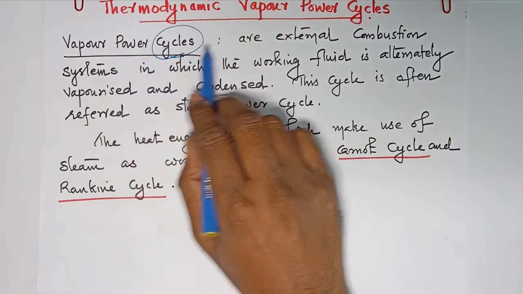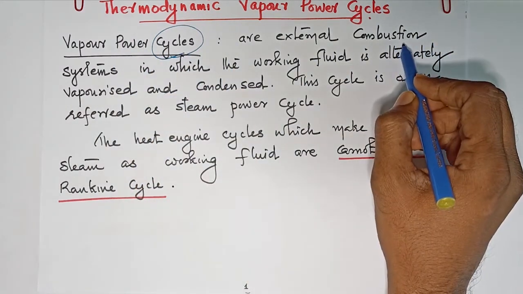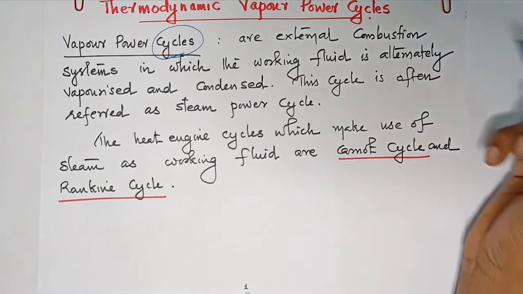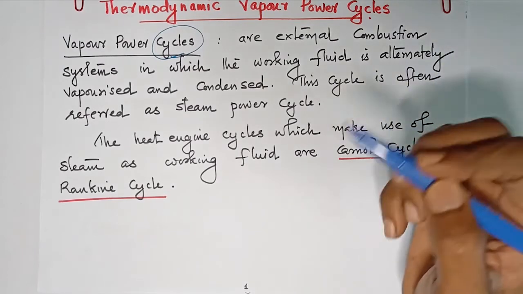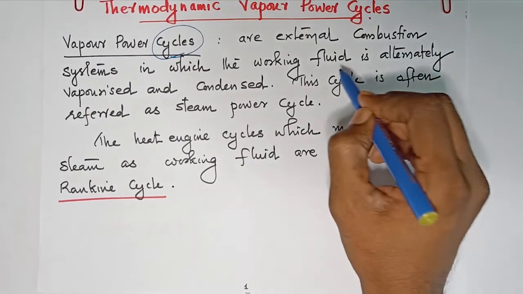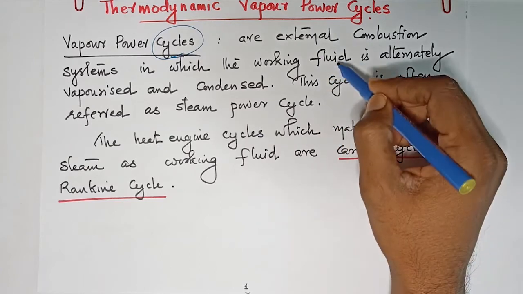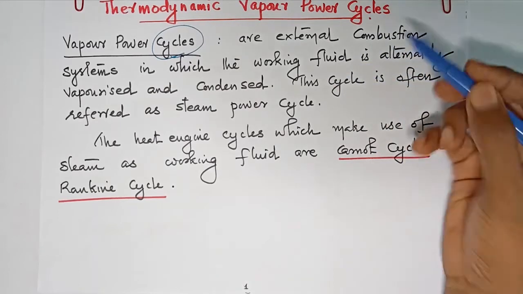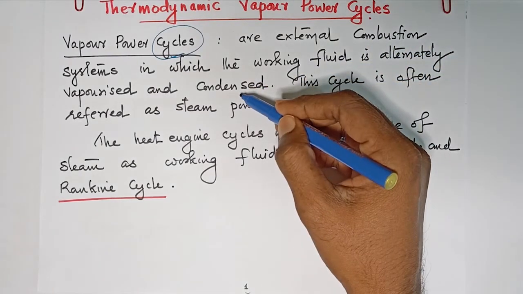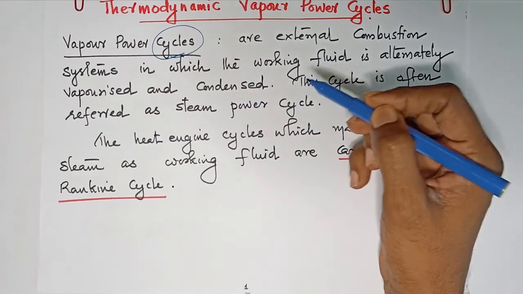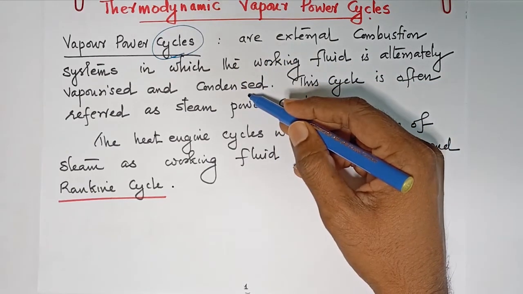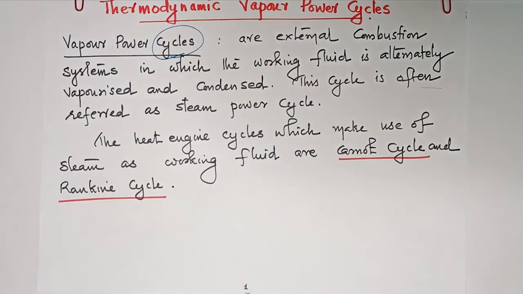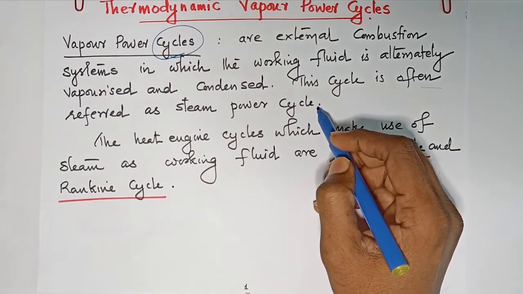So vapor power cycles are external combustion systems, so there is a heat exchange, and the working fluid. Normally the working fluid is water. So water is vaporized into water vapor, and then it is condensed. Condensed means again it is turned into water. The cycle is often referred to as steam power cycle also.